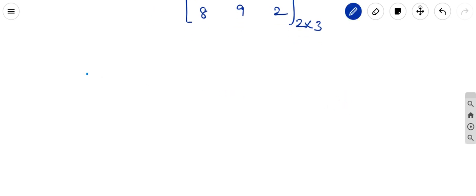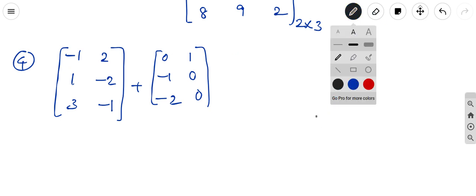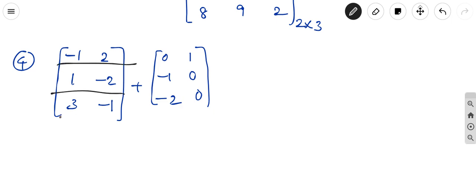Okay. Fourth one. It is also a rectangular matrix: (minus 1, 2; 1, minus 2; 3, minus 1), 3 rows, 2 columns, plus (0, 1; minus 1, 0; minus 2, 0). Observe it. How many rows? 3 rows are there, 1, 2, 3 rows. 1, 2, 2 columns. 3 by 2. It is also a 3 by 2 matrix. Add it.